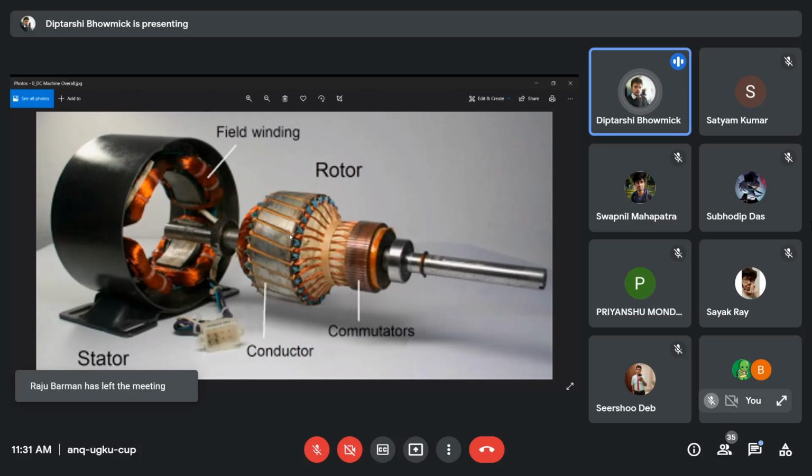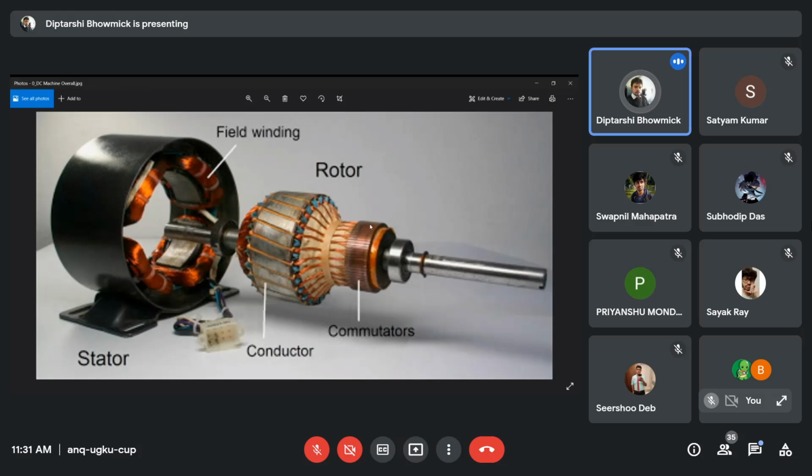So therefore, if you give some movement to the rotor placed inside the magnetic field, then what will happen? According to Faraday's law, the EMF will be induced in the rotor conductor, and then the current will flow through the winding, and that current will come to the commutator. Now where will the current go? Now from this commutator, that current will flow through the brushes.